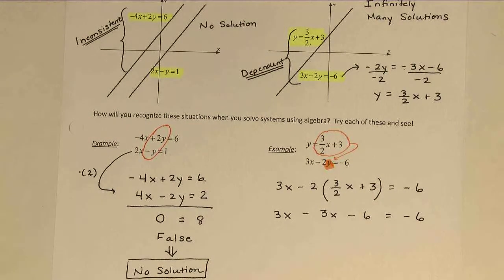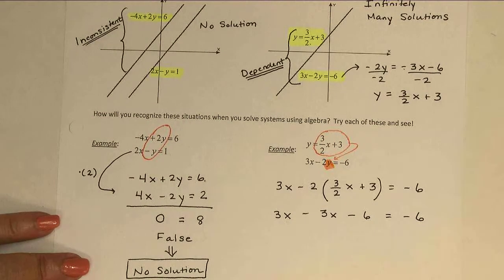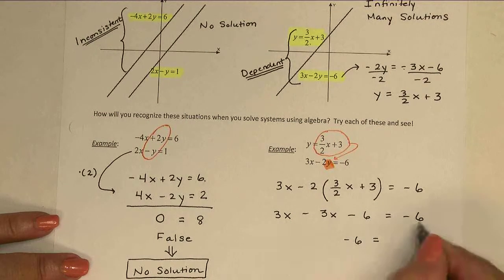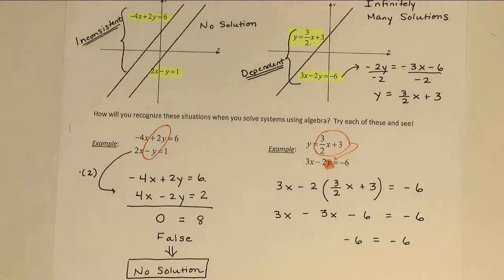On the left-hand side, 3x minus 3x is 0. So all I have left is negative 6, which is also what we have on the right-hand side. Now that certainly is a true statement. However, there are no variables left. I haven't been able to solve for x. When that happens, all the variables have eliminated, and you simply have a true arithmetic statement left. That's how you're going to recognize the infinitely many solutions or dependent system case.